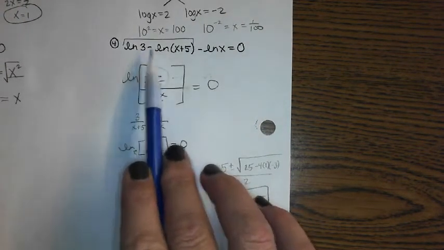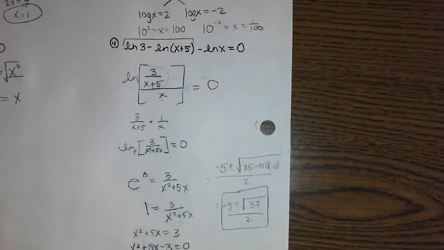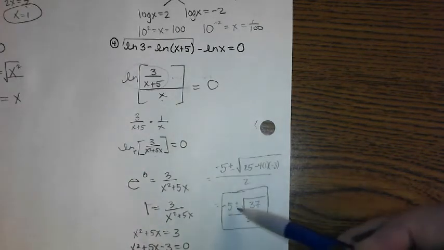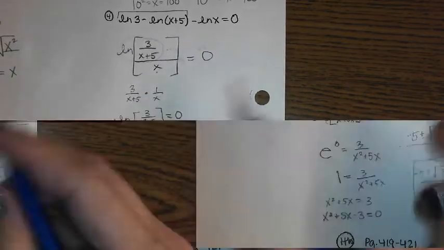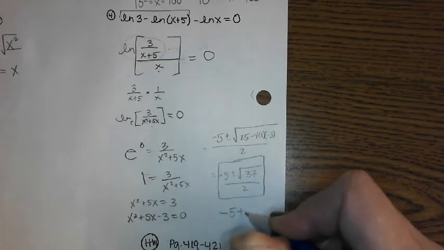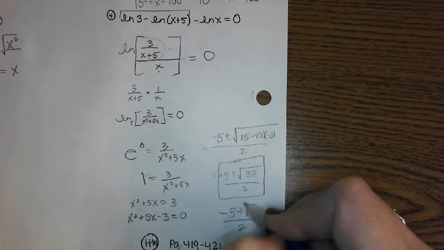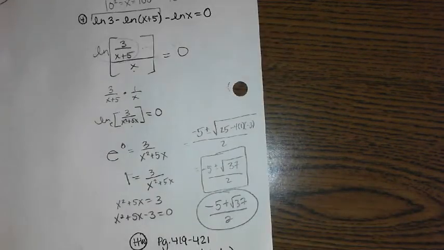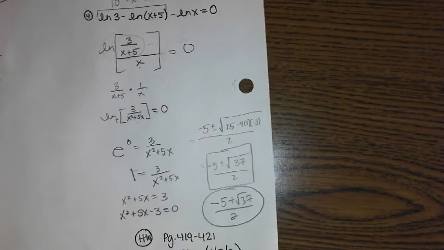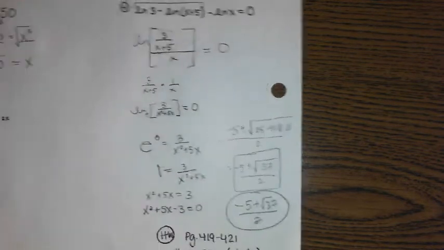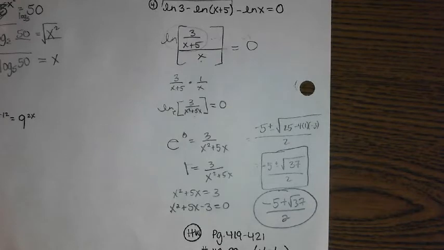Is that okay? No. So even though we don't have the actual values to see what's going to be okay and what's not, we have an approximate value that's good enough for testing. And then negative 5 minus root 37 we would have to reject. So it's just negative 5 plus root 37 all over 2. Any questions on that?